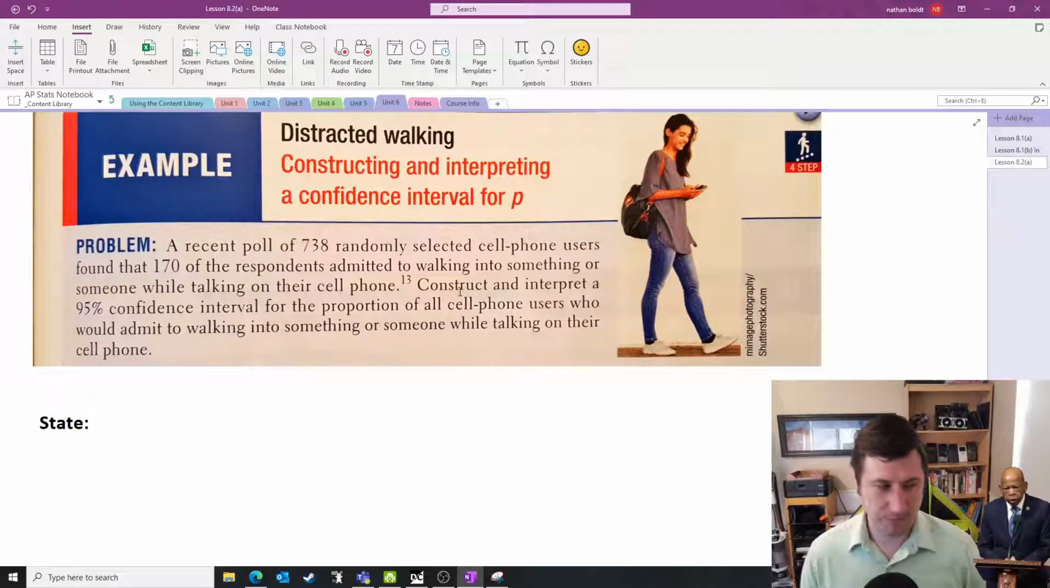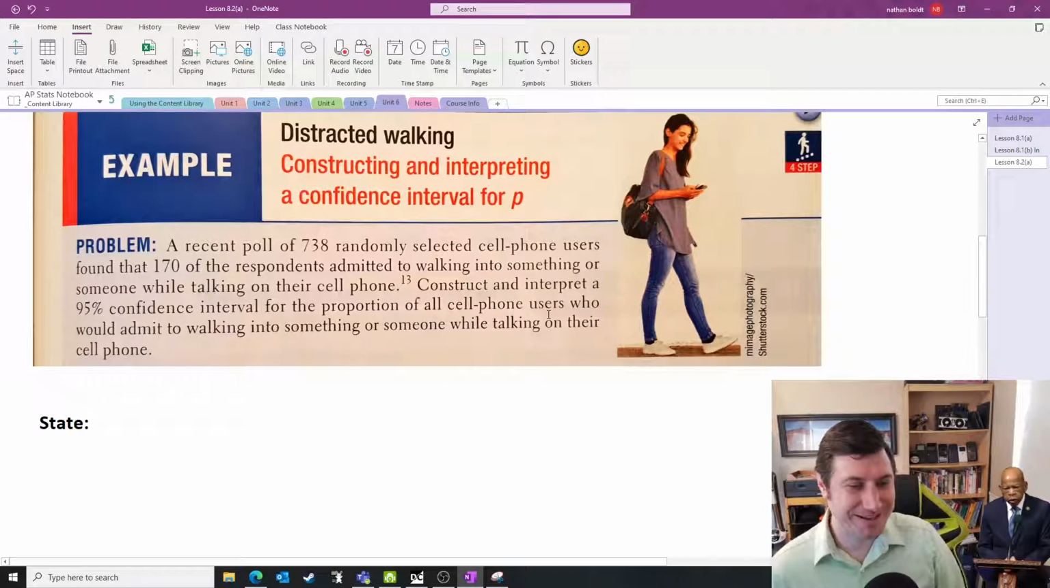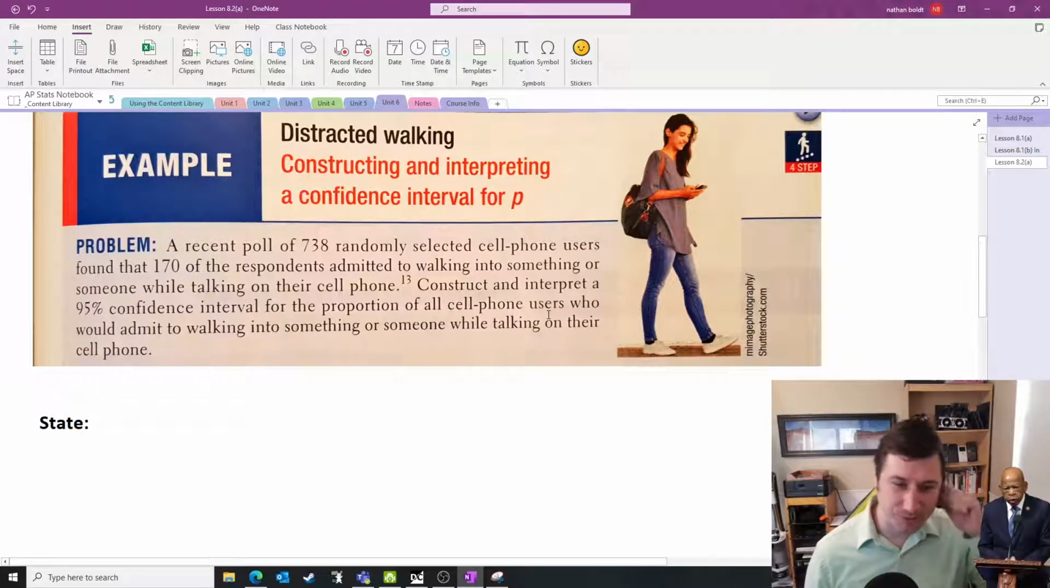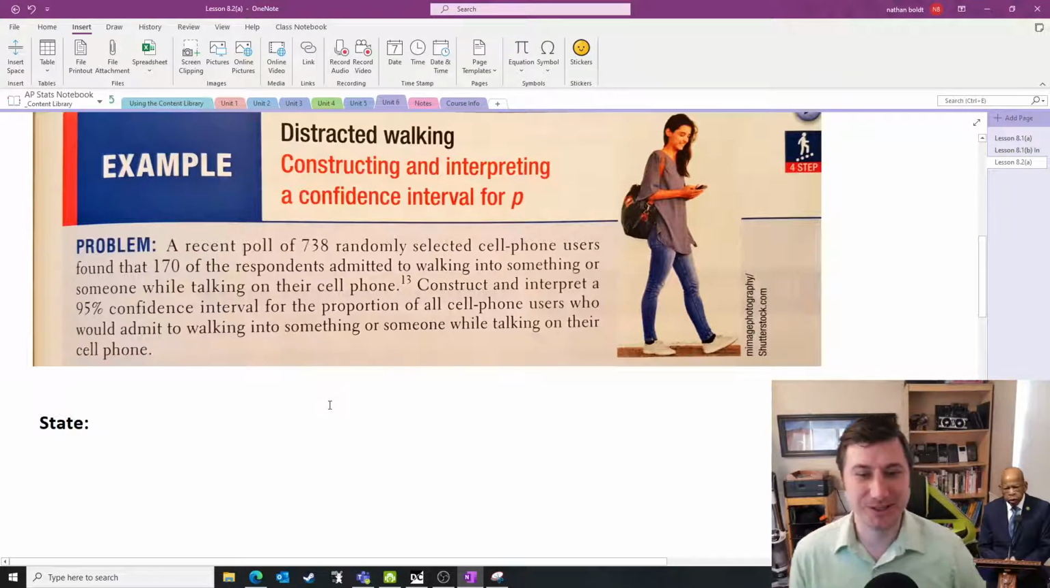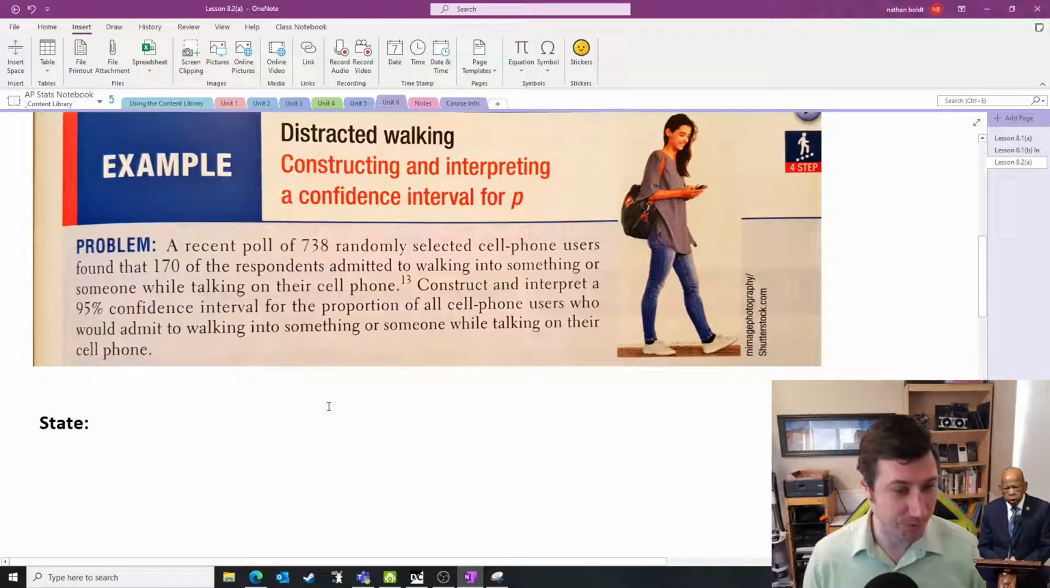Psh, I've never done it. Construct and interpret a 95% confidence interval for the proportion of all cell phone users who would admit to walking into something or someone while talking on their cell phone.